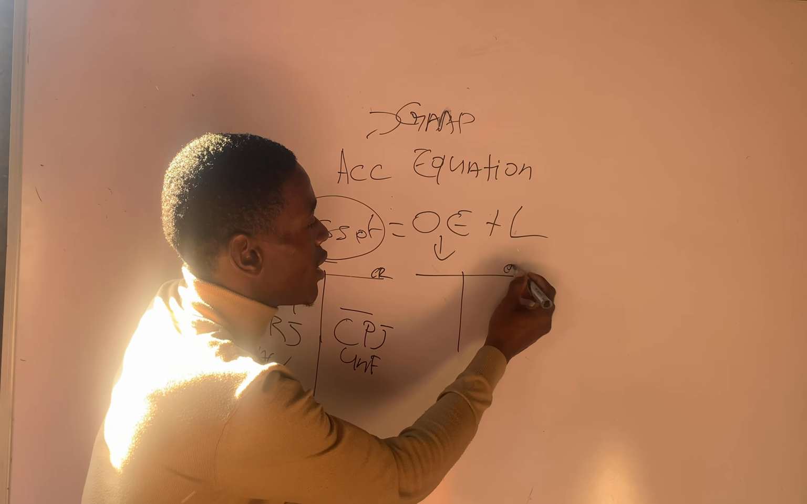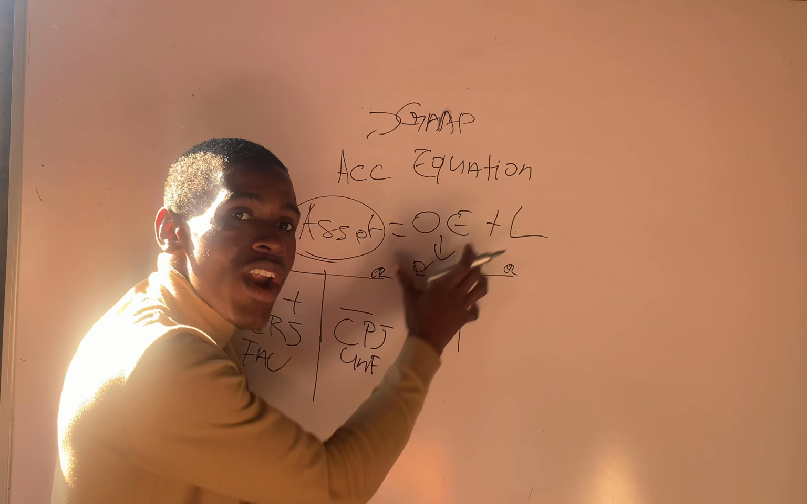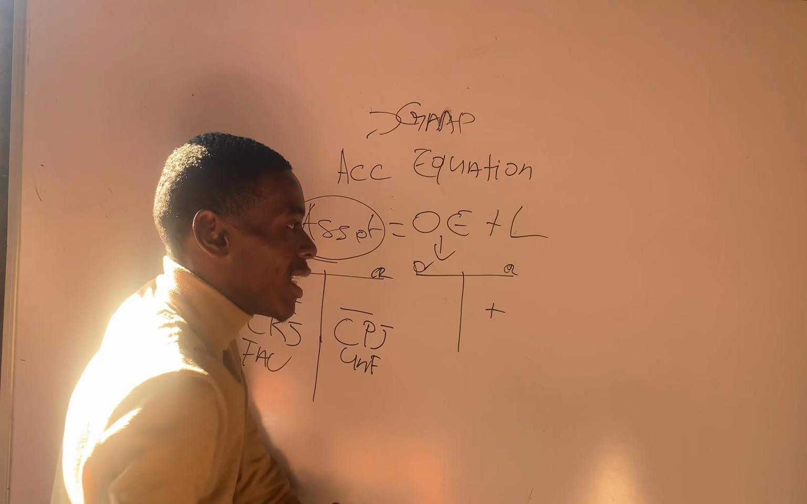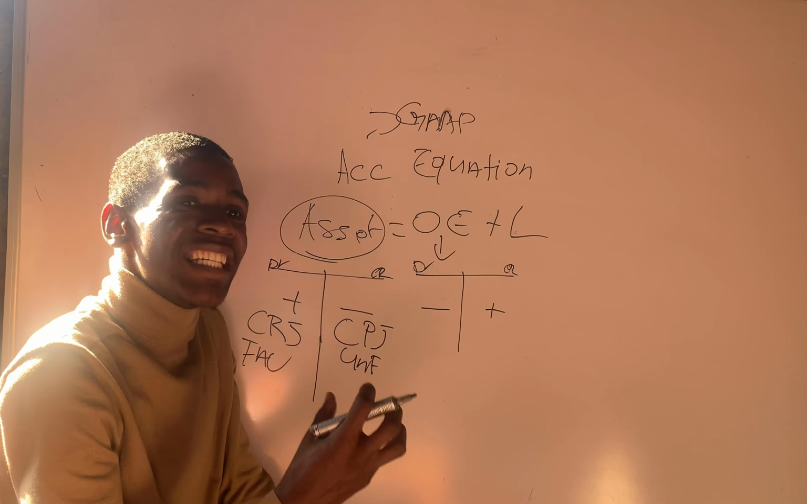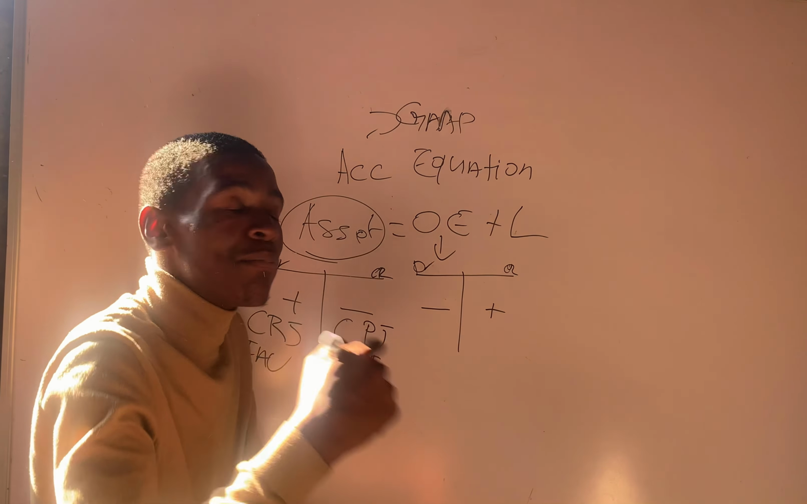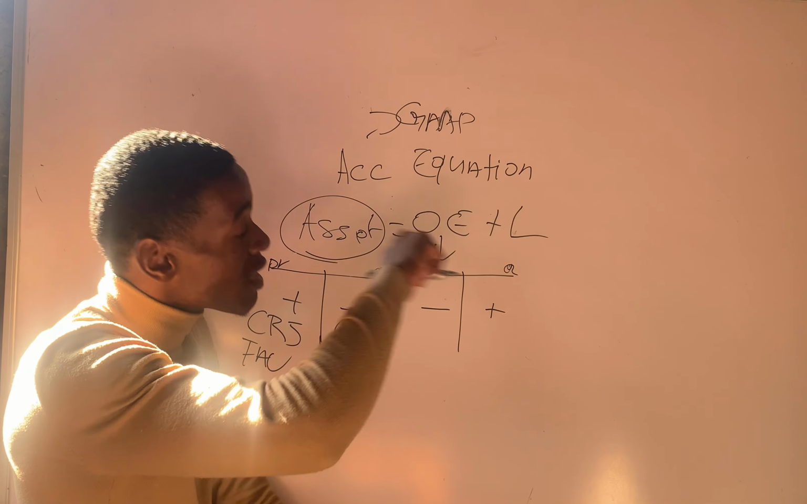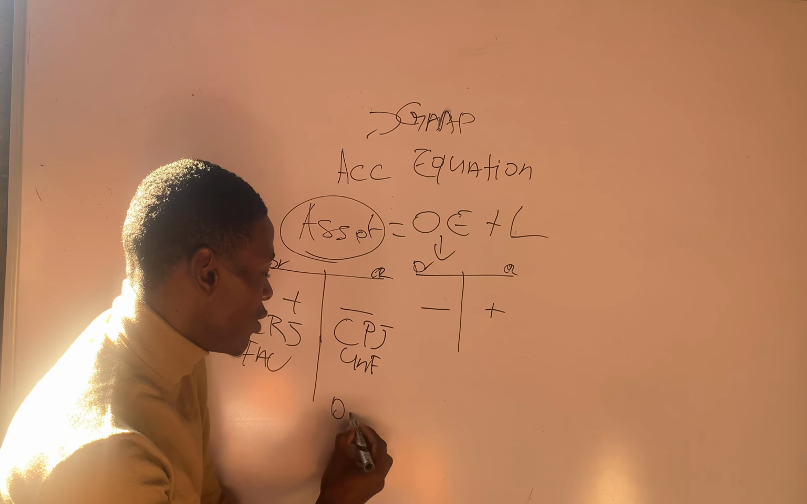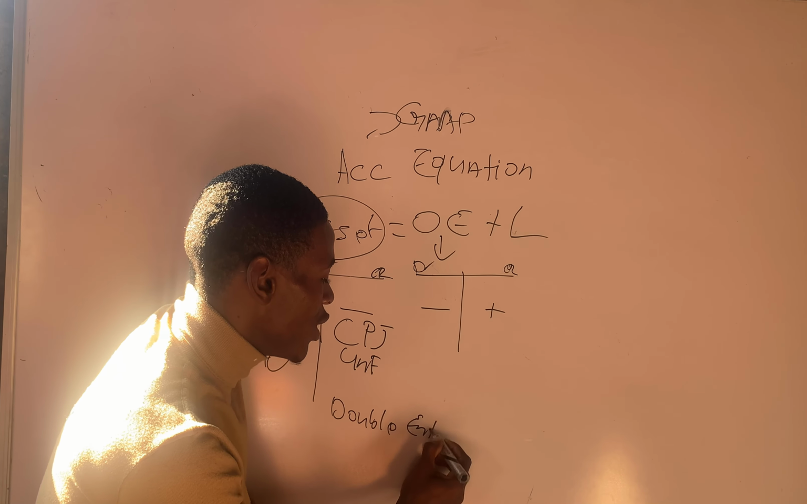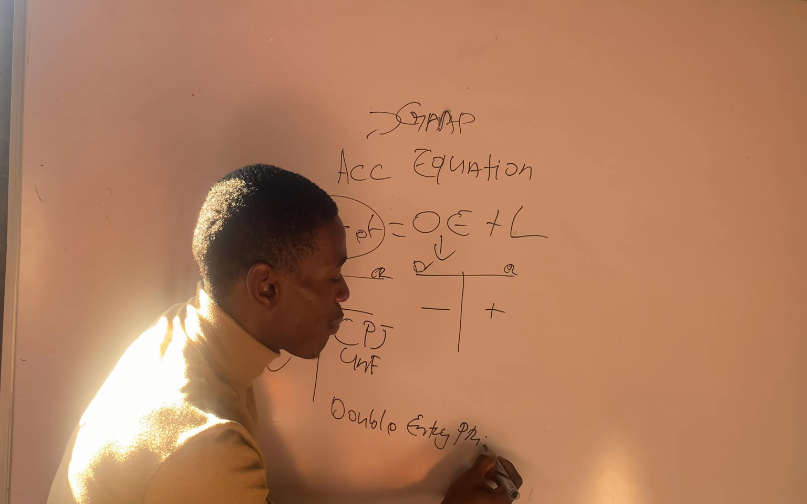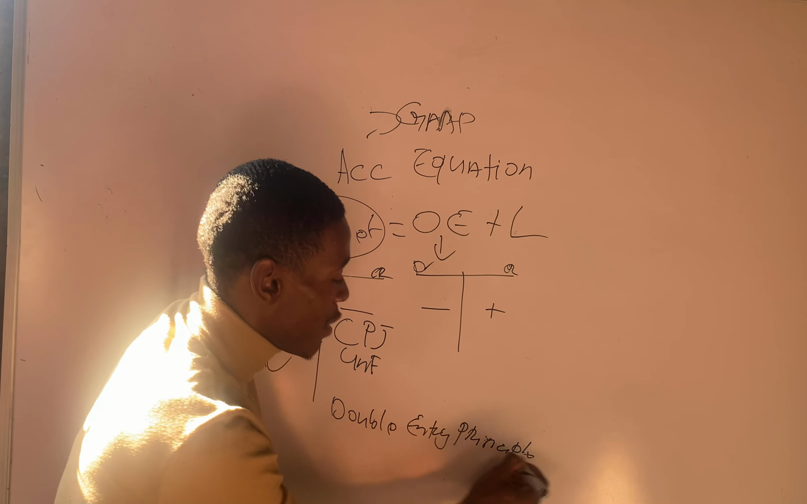So this is our credit side, this is our debit side. Our owner's equity increases on the credit side and decreases on the debit side. So it does the opposite of what is done by the asset. This is the double entry principle in accounting. Remember, the double entry principle is very important.